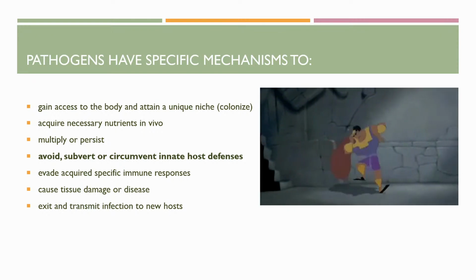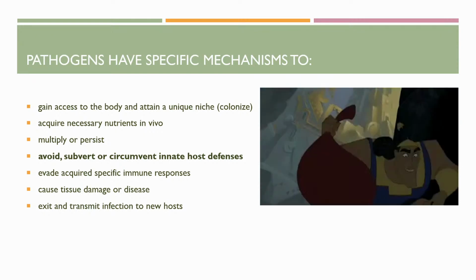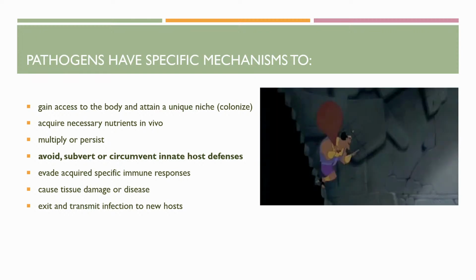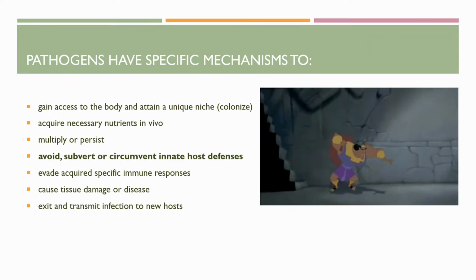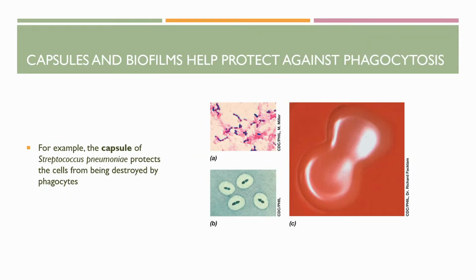For instance, we talked about phagocytosis. We have these macrophages that are able to phagocytose the bacteria. Well, we talked about capsules and biofilms. Those can help protect against phagocytosis. The capsule of Streptococcus pneumoniae, which causes strep throat and pneumonia, protects the cell from being destroyed by phagocytes. So that capsule not only helps in adherence, but it also helps it from being destroyed by phagocytes.